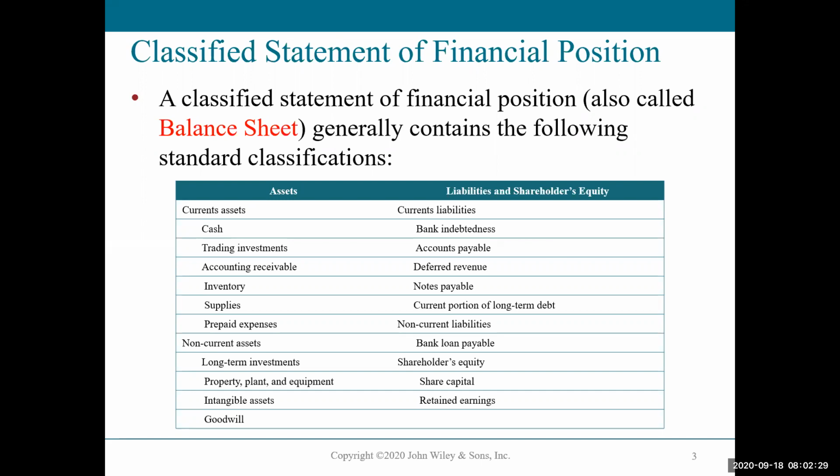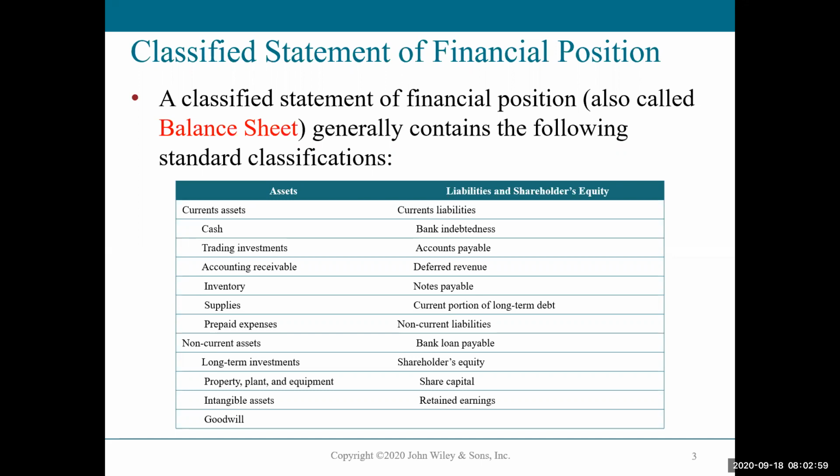Okay, so statement of financial position is the name of the statement under IFRS standards, and under ASPE accounting standards for private enterprises, we call the same financial statement balance sheet. So on the left-hand side, we see all of our assets, and on the right-hand side, we see our liabilities and shareholders' equity.